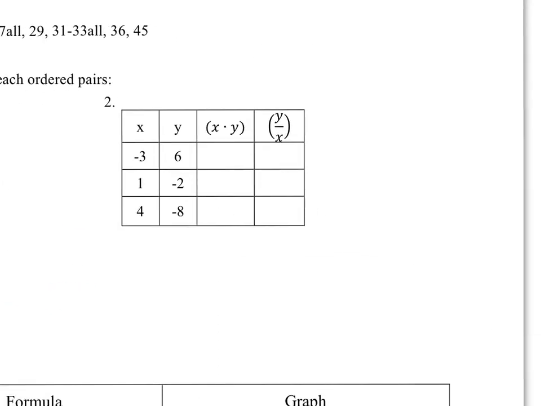For number 2, we're going to do the same thing. So x times y for -3, 6 is -18. For 1, -2, the product is -2. And for 4, -8, the product is -32. 6 divided by -3 is -2. -2 divided by 1 is -2. And -8 divided by 4 is -2. Alright, when the quotient is the same for every ordered pair, that is called direct variation.